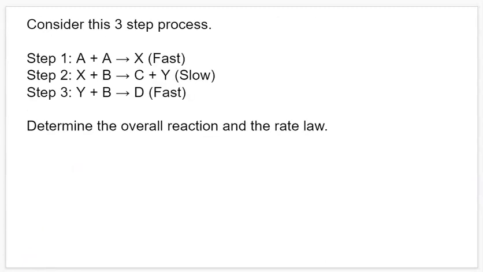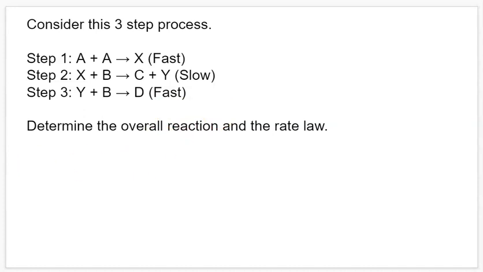Let's try another example with a three-step process. So in step 1, we have A plus A making X, and this is a fast reaction. In step 2, we have the X from the first reaction colliding with a B to make C and Y, and this is our rate determining step. And then the Y that we got in the second step is then going to collide with a B to make a D, and this is another fast step. And from this, we want to determine the overall reaction and the rate law.